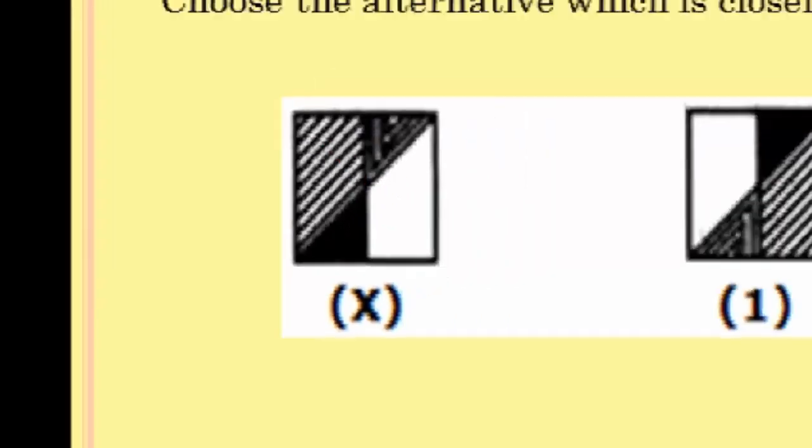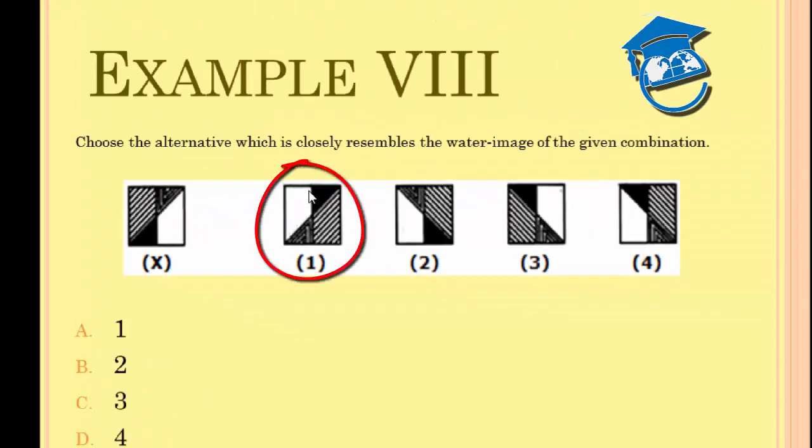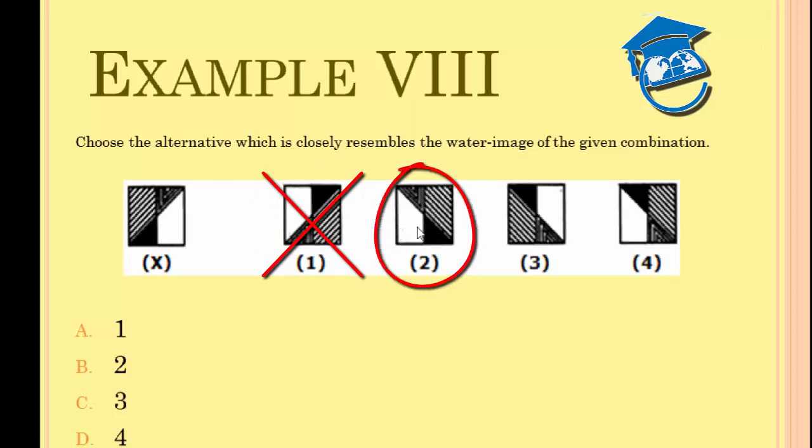In this example, I have various figures. I have a black right angle triangle on the bottom left. So this black right angle triangle on the bottom left should be on the top left in the water image. In option 1 I see that it is not so. This black right angled triangle is not on the top left, so I can eliminate option 1. In option 2 also, this black right angle triangle is not on the top left. So I can eliminate option 2.